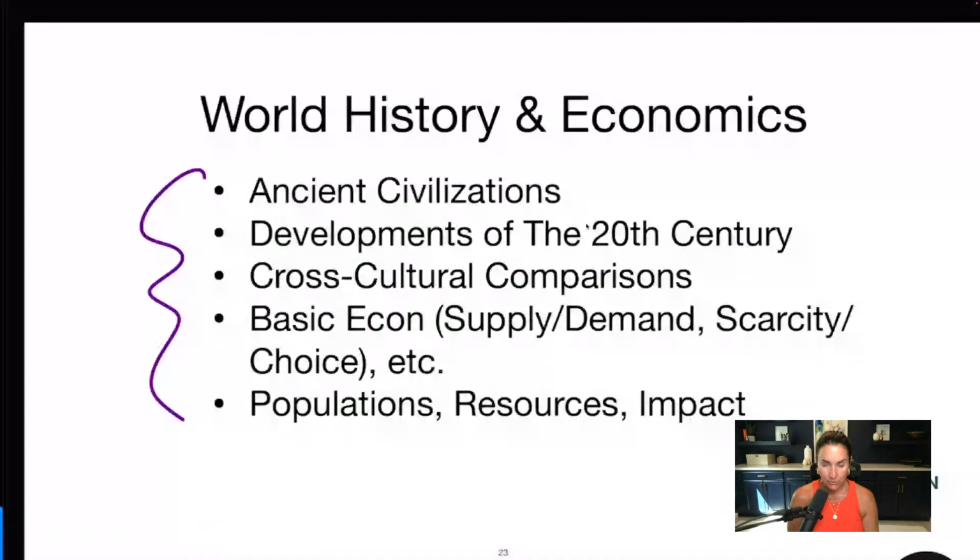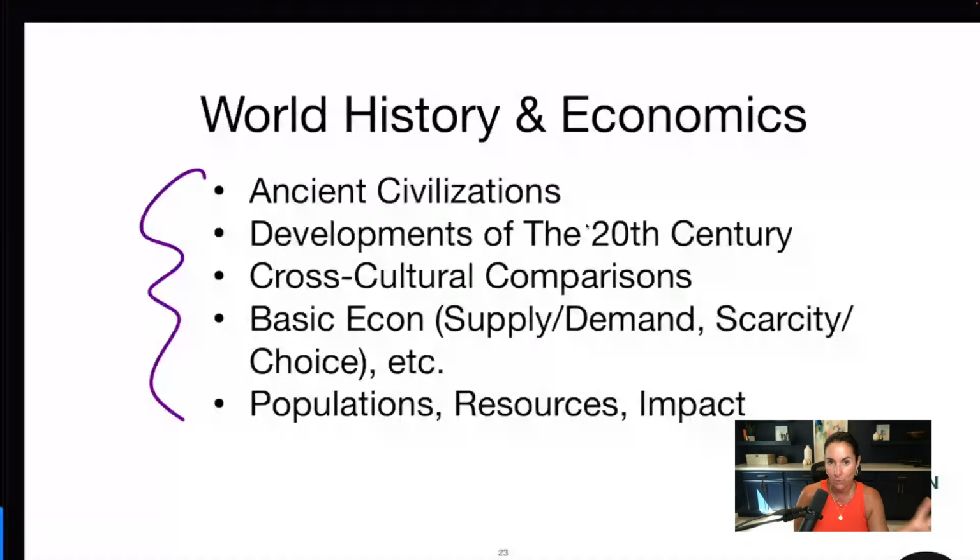Now let's talk about world history and economics. So we're going to have ancient civilizations. These are like the Romans, the Mesopotamians, the Egyptians. I mean, this goes back a long time, and it's going to go all the way up to the beginning of the 21st century. So we're talking a lot of stuff happening.